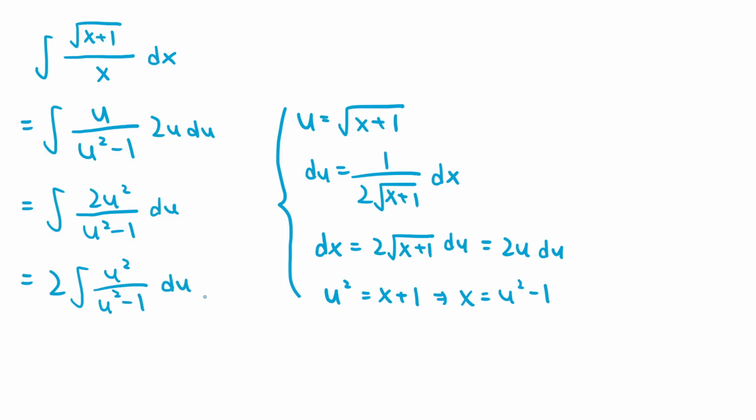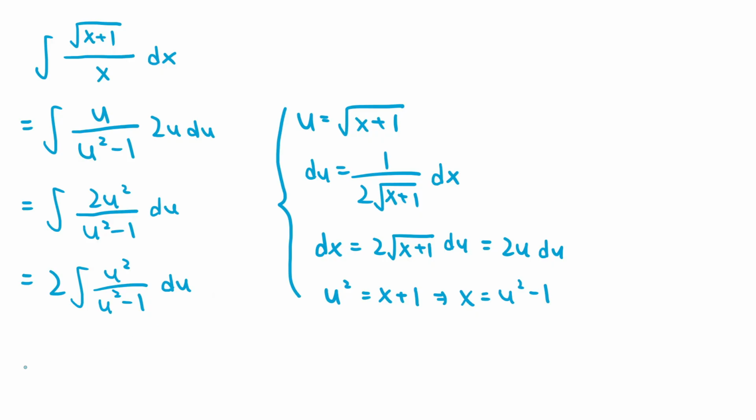So now we have a rational function in the integrand, but we would like for this to be a proper rational function, which means the degree of the numerator needs to be strictly less than that of the denominator. The denominator is a quadratic, so we need the numerator to have a degree of 1 or less, and right now the numerator is a quadratic, so it's not a proper rational function. We could use polynomial long division to rewrite this as a sum of a polynomial and a proper rational function, but there's a simpler way to do this.